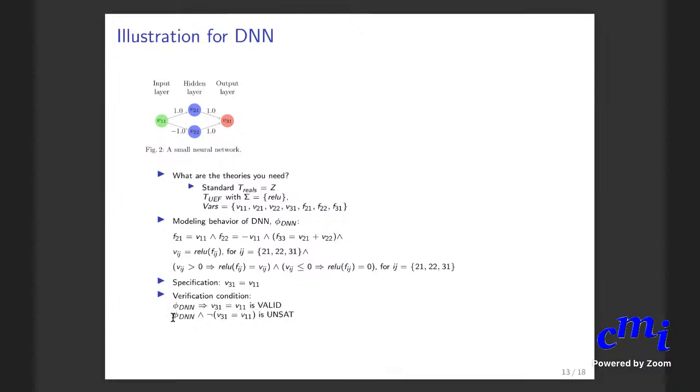This is equivalent to checking the negation, since validity checking can be reduced to checking unsatisfiability of the negated formula. So that's what I've done. An implication corresponds to a conjunction with the negation of the consequent. This is like not of (phi DNN implies V31 equals V11). When you take the negation, it becomes phi DNN and not of (V31 equals V11). And so checking the validity of that is checking the unsatisfiability of this one.